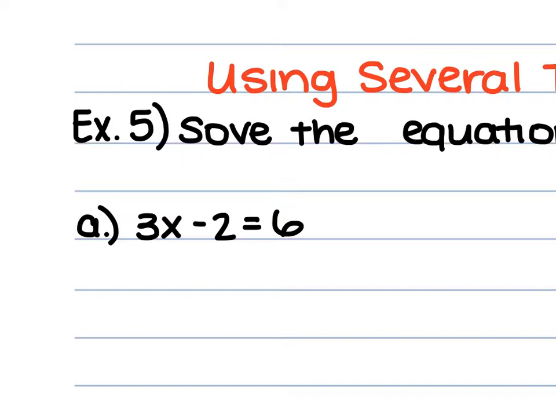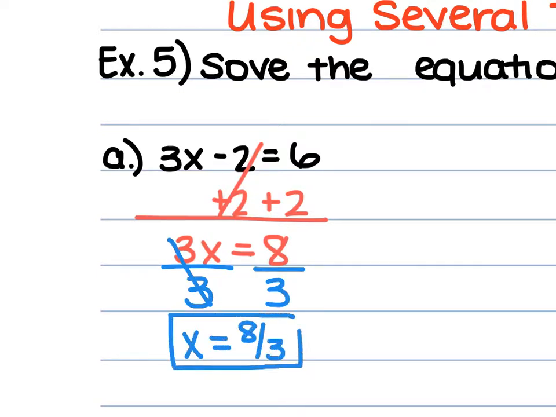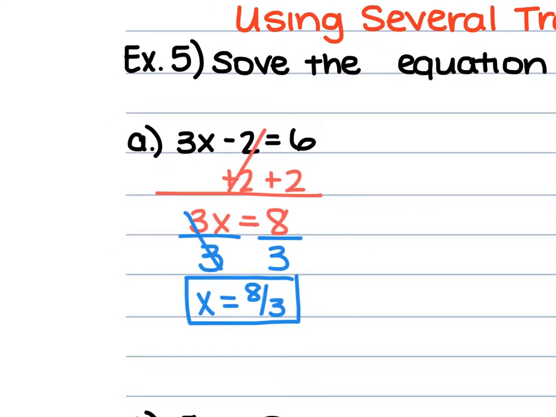So with A, we have 3x minus 2 is equal to 6. We would add the 2 to both sides first to get 3x is equal to 8. And then we would divide each side by 3 to get x by itself. And we get that x is equal to 8/3. If you wanted to turn it into a mixed number as well, you can give me that x is equal to 2 2/3.